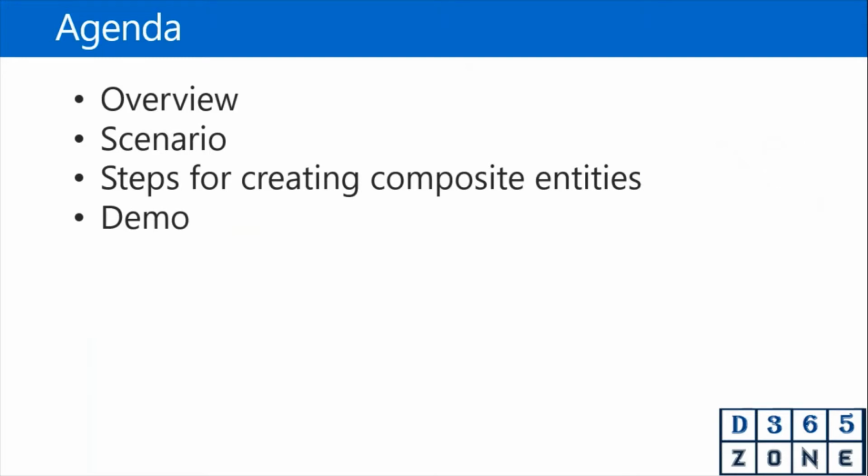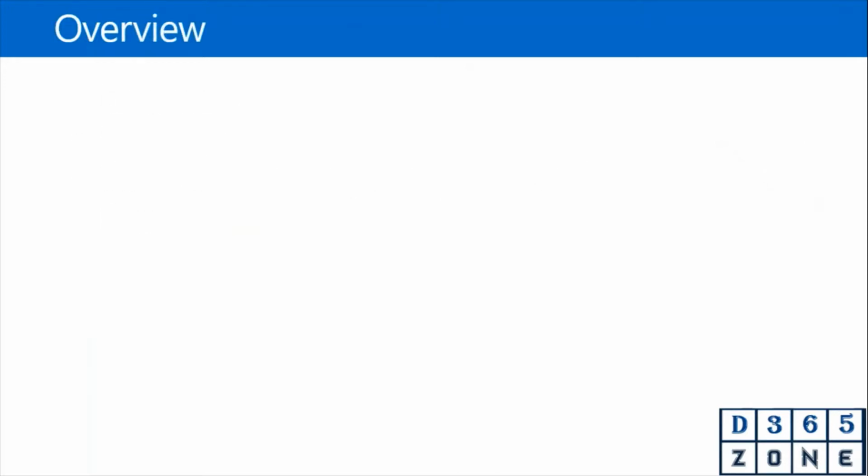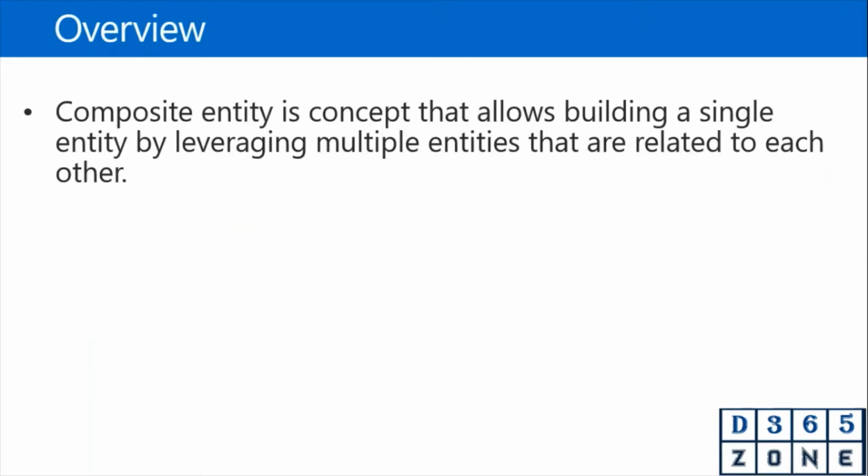Let's go deep into it, and then we are going to create a step-by-step process on how to create composite entities. So we are going to see how to create an entity from scratch, and next is a demo on it. First, let's start with the overview. Composite entities is a concept that allows building a single entity by leveraging multiple entities. It's not about just two entities, but multiple entities.